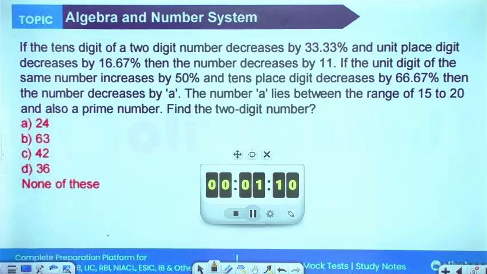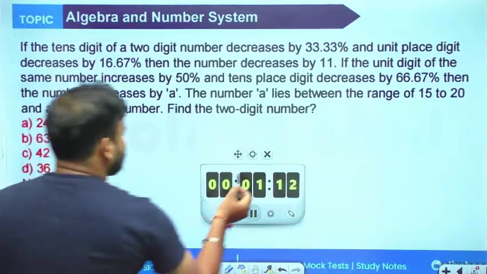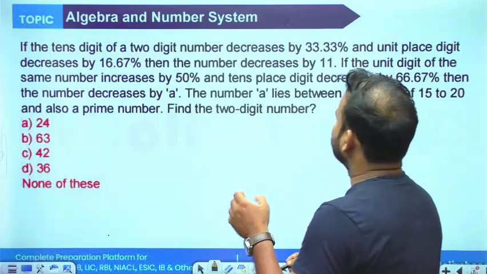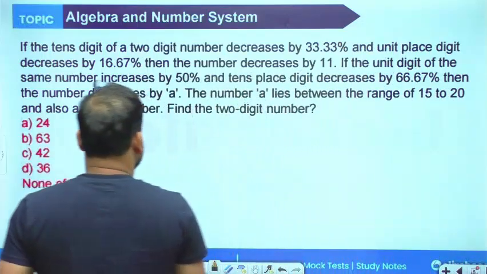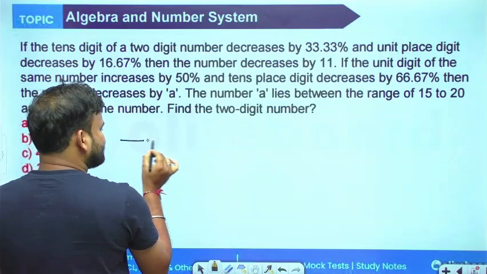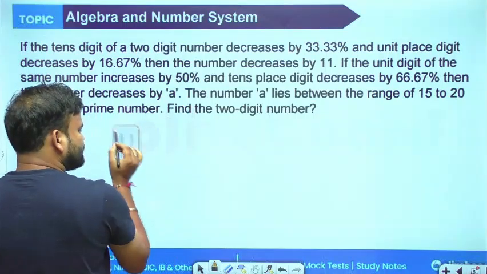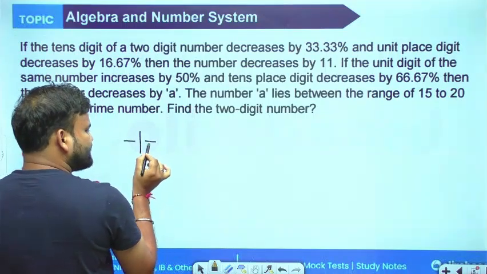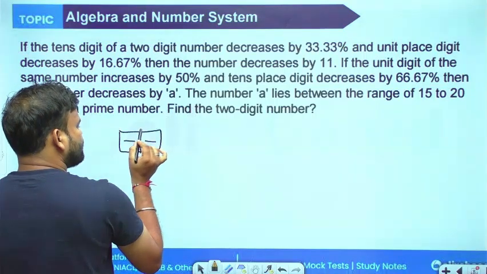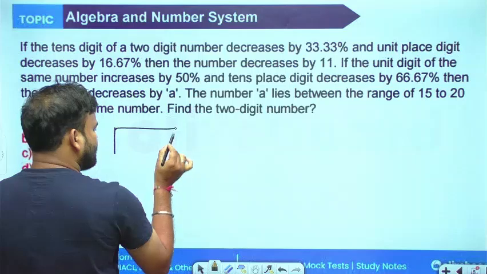Okay, so what is given? It's a concept of digits. The question says, if the tenth digit of a 2-digit number decreases by 33 1/3%. We can say this is the unit digit and this is the tens digit. Clear? We can make a block also if you want to. So let's make a block.